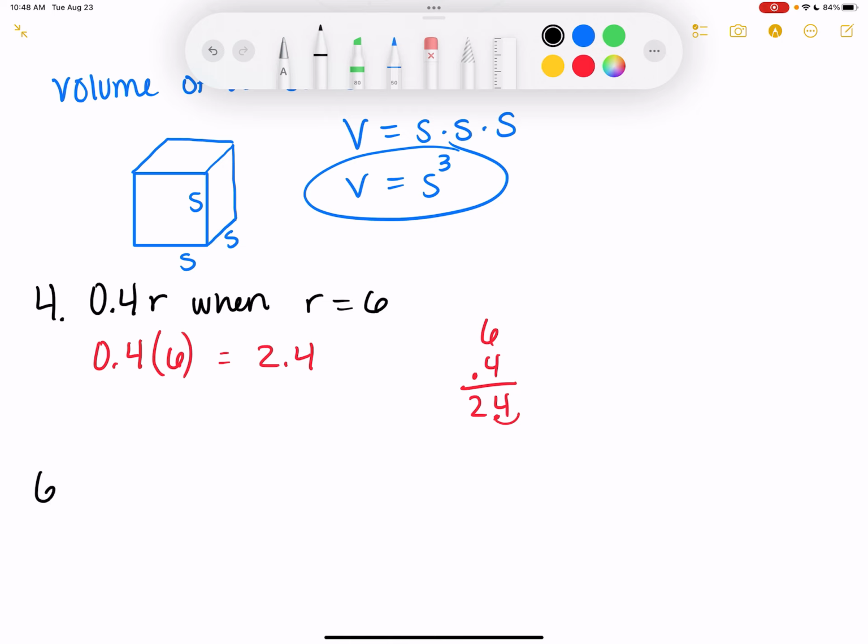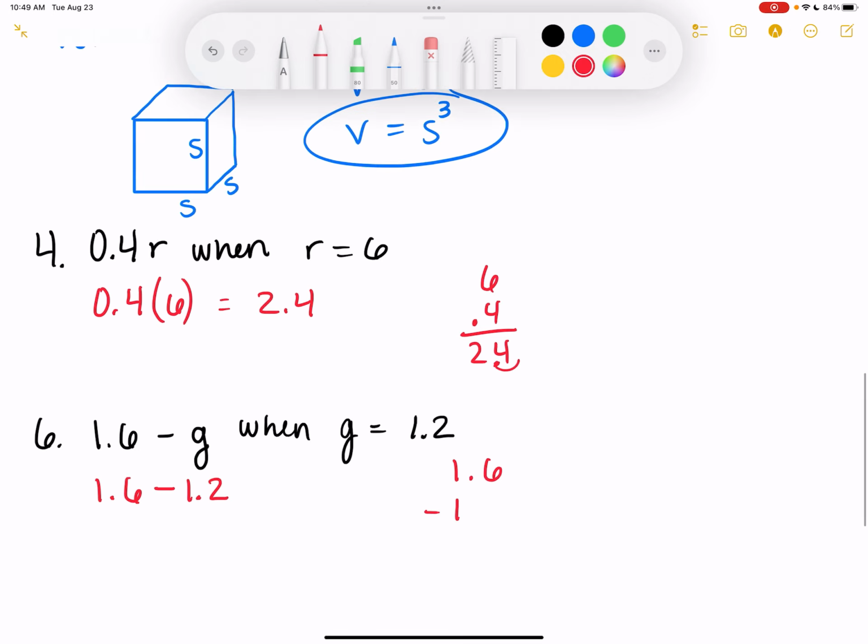All right, number 6. We have 1.6 minus g when g is equal to 1.2. So I'm going to put this 1.2 in for g in the equation. So I'm going to have 1.6 minus 1.2. I think it's easier with decimals to line them up like this. So 1.6 minus 1.2.